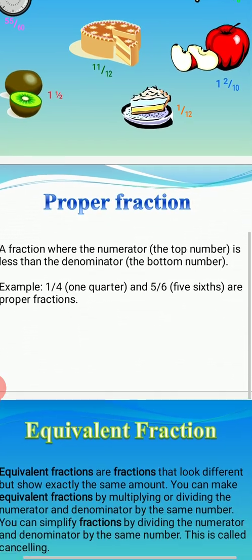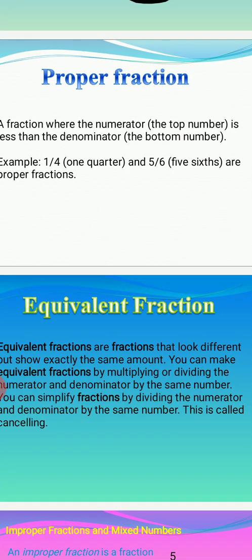Next is our equivalent fraction. Equivalent fractions are fractions that look different but are exactly the same amount. The digits may vary. You can make an equivalent fraction by multiplying or dividing the numerator and denominator by the same number, and in this way you can get equivalent fractions.